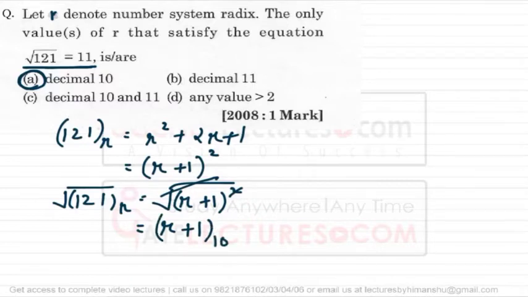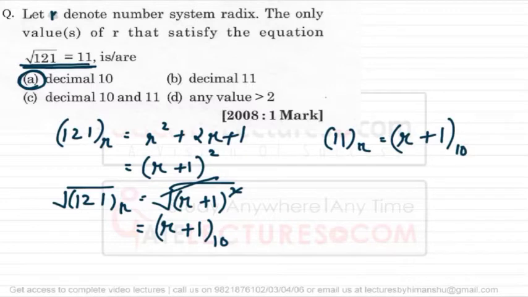Now just look at the RHS. The RHS is 11 in base r, which can also be written as r plus 1 in base 10. So you see the LHS and RHS of this equation are always going to be the same for all the values of r. Whatever be the value of r, the LHS and RHS are going to be the same.